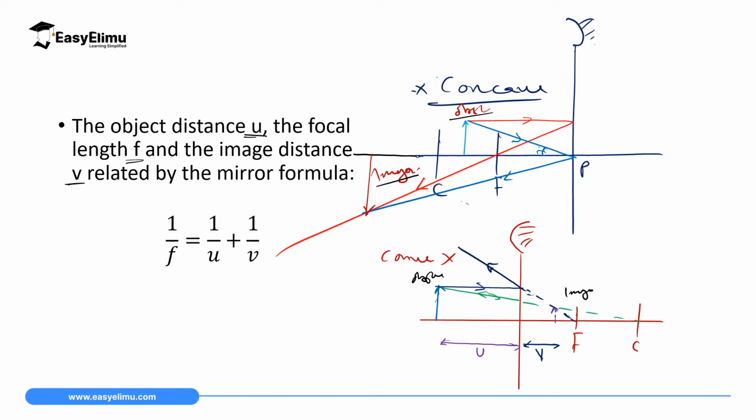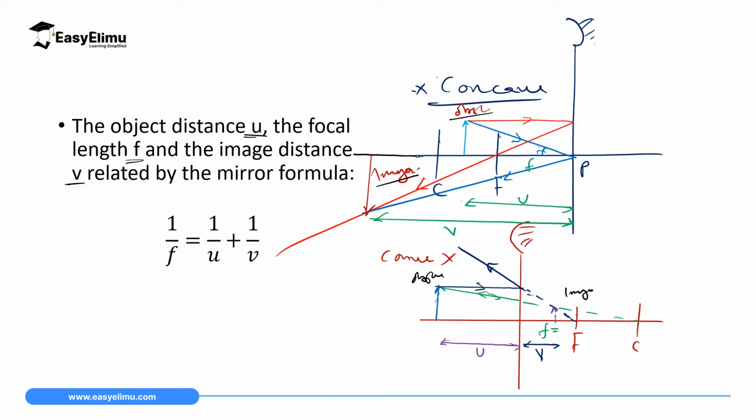Object is there, then to the mirror, this one here, this is our U, and then the image distance from the mirror, we can have it as this one here. This is our V. Now, if you know the focal length here as F, in this case, our F is here, then here we have our F there.